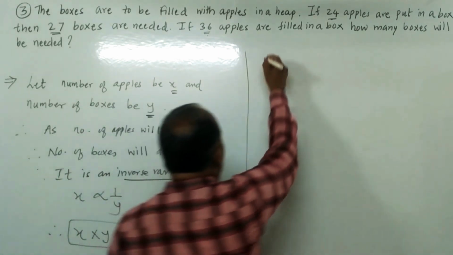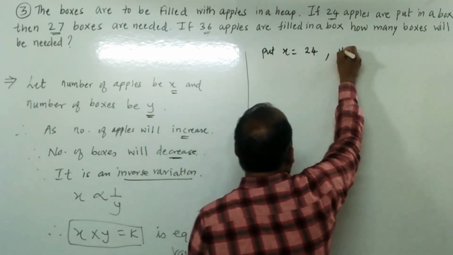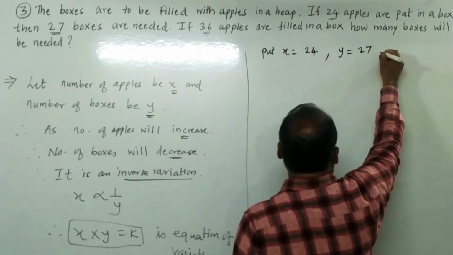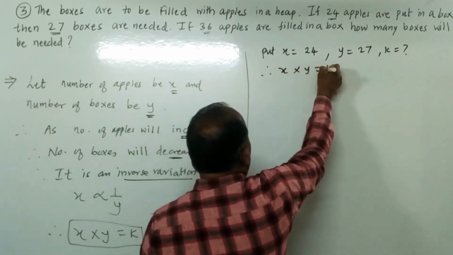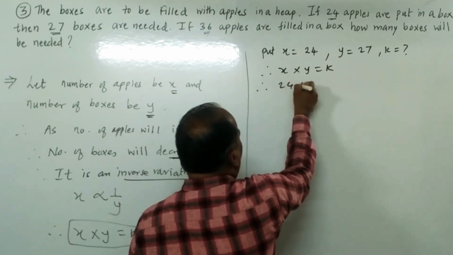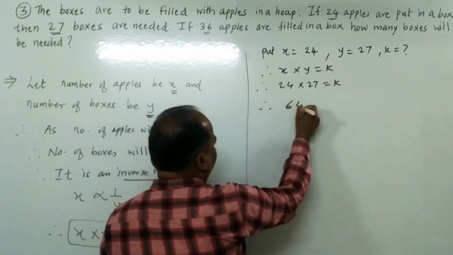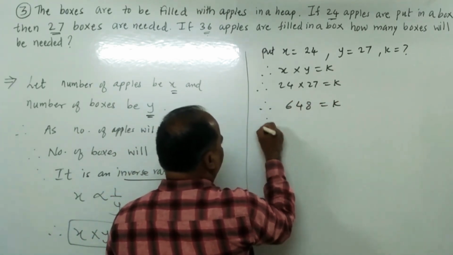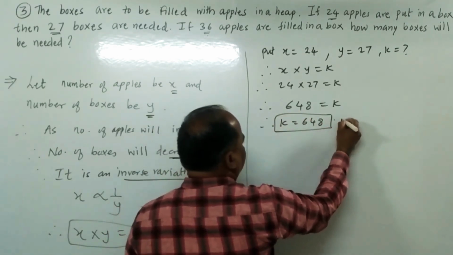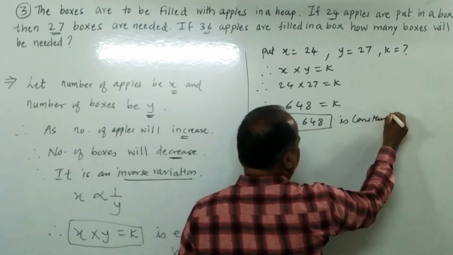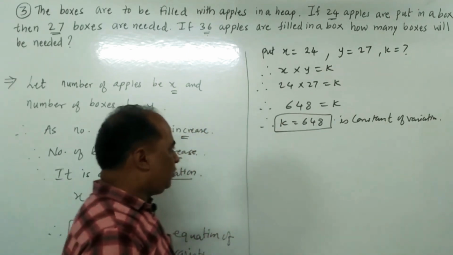Now put x is equal to the number of apples, 24, and y is equal to 27. We have to find k. Therefore x into y is equal to k. Therefore 24 into 27 is equal to k. Therefore 648 is equal to k. Therefore k is equal to 648 is the constant of variation.